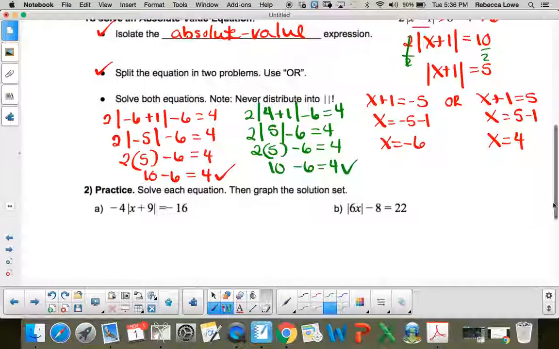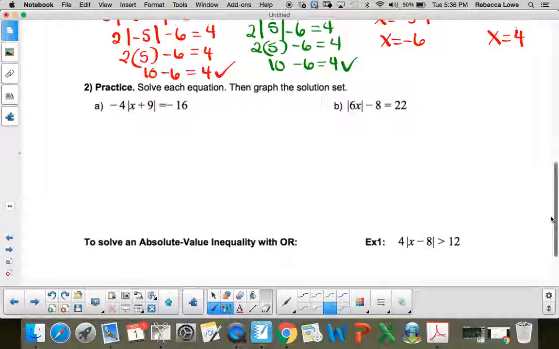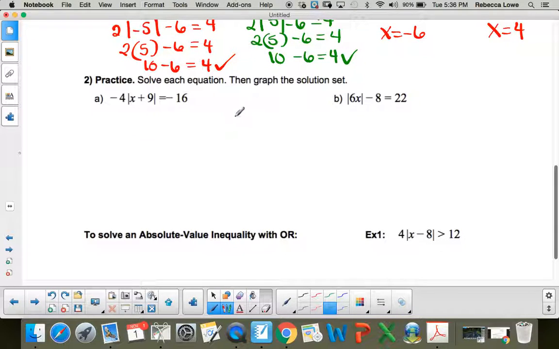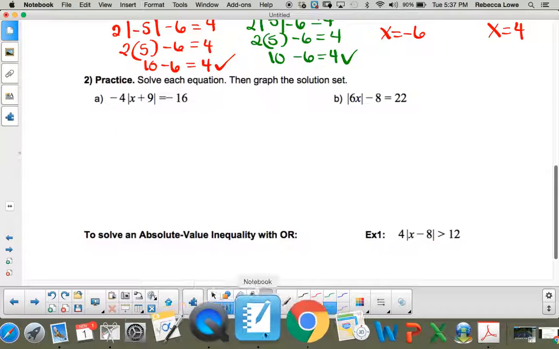Now I want you to try A and B, and I'm going to stop the video, and at the beginning of the next video I'll have the solution, and then we'll move on to absolute value inequalities.